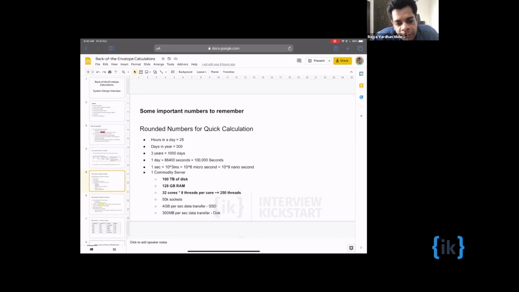Yes, so Sankalp has asked, wouldn't 400 be simpler and more accurate? Yeah, 400 also makes sense. We can go with 400 also. Then the idea is to do ballpark calculations. So 400 is also fine. Thank you for asking that question.